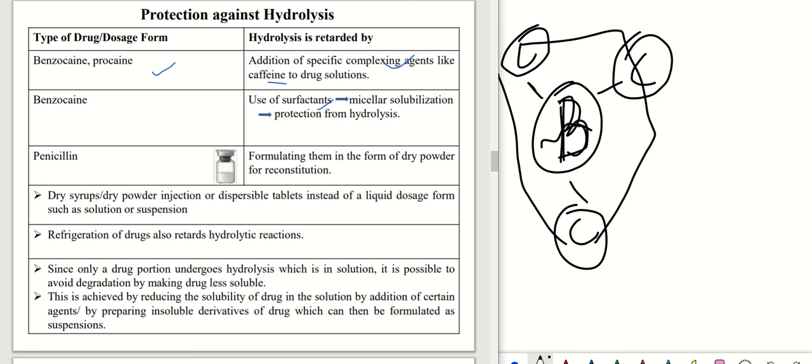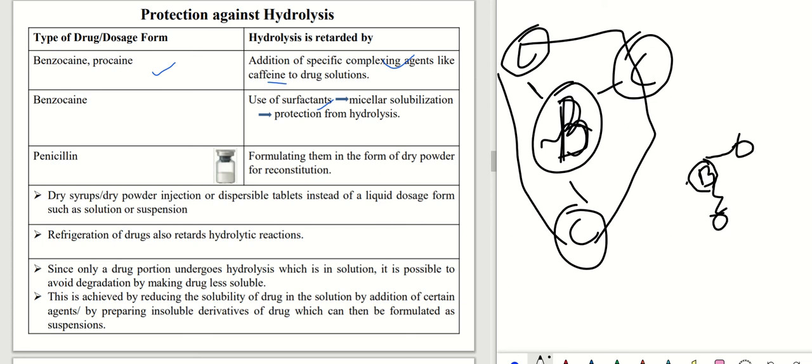The same concept. Suppose this is the benzocaine, a suitable surfactant will form a micelle around this. So now this micelle will have two advantages. It will actually improve the solubility and at the same time it will be protecting the molecule from being hydrolyzed.